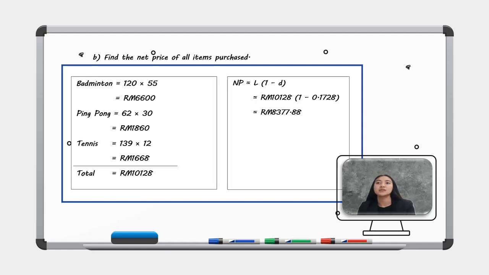10,128. To find the net price of all items purchased, we use the formula NP equal to L open bracket 1 minus D close the brackets. L equal to RM 10,128 open bracket 1 minus 0.1728 close the bracket. The answer is RM 8,377.20x.